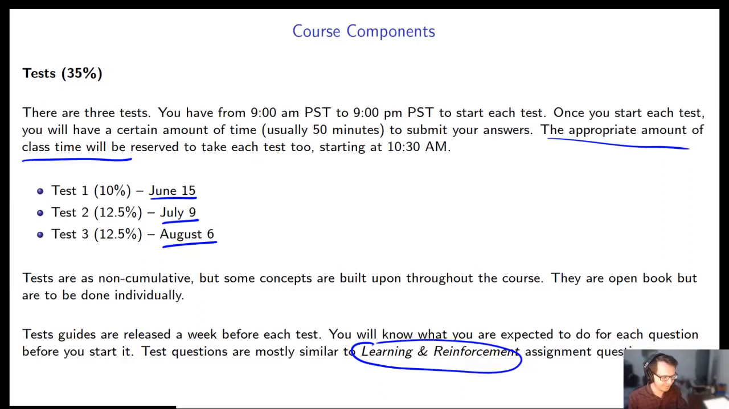So yeah, that's it for course components. Are there any questions about the tests, assignments, or practice exercises?